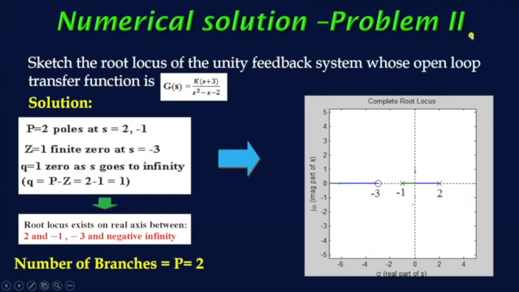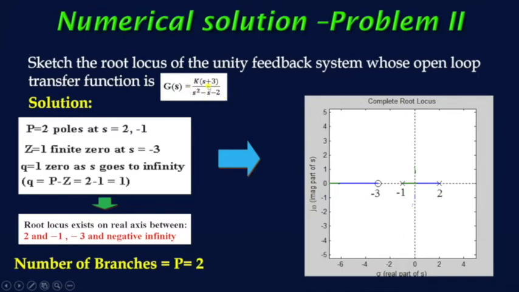Numerical solution problem 2. Sketch the root locus of the unity feedback system whose open loop transfer function is G(s) = K(s+3)/(s² - s - 2).